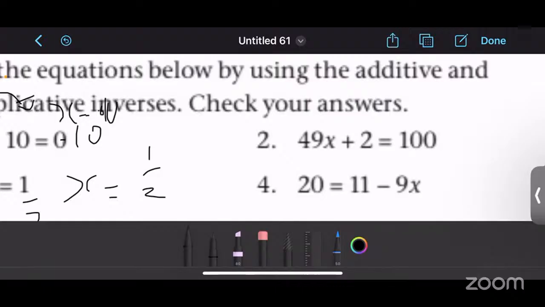You add the 49 plus 2 and you divide. Tell me, what is it? 51. But what did I say about this? What do you remember me saying? Do the inverse.